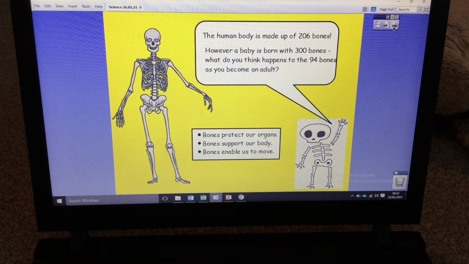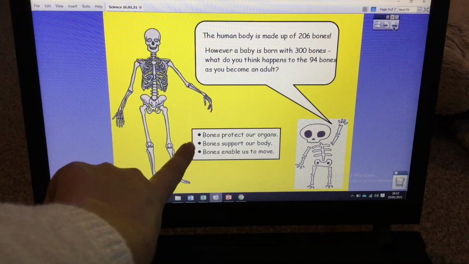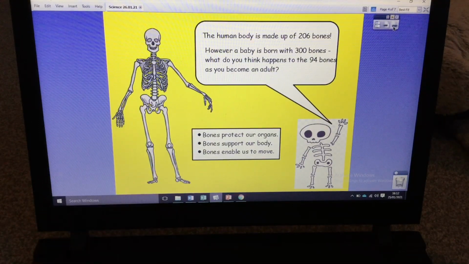Now the bones' jobs in our bodies are to protect our organs, support our body and enable us to move. Without our bones, our organs would be very vulnerable and they would be able to be hurt very easily. Our body would not be able to support itself, so we'd be very, very floppy, a bit like jelly, and we wouldn't be able to move around like we do now.